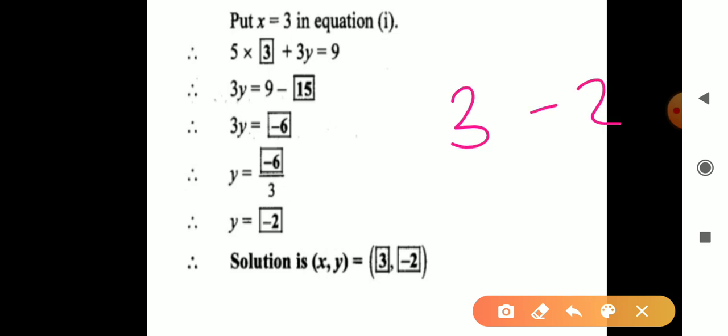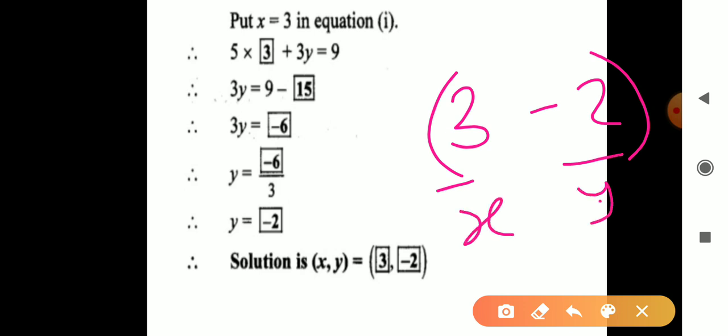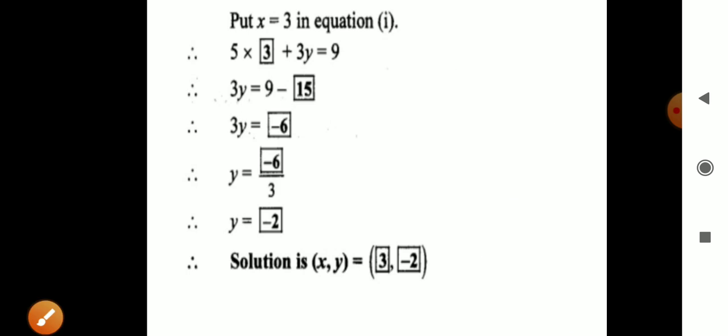Okay, so thus we solved the simultaneous equations, and the solution is 3 and minus 2, that is, the value of x is 3 and the value of y is minus 2. Okay, so this is question number 1.